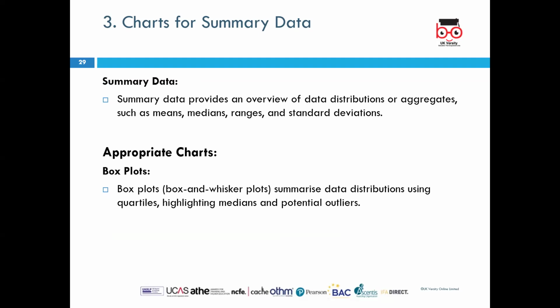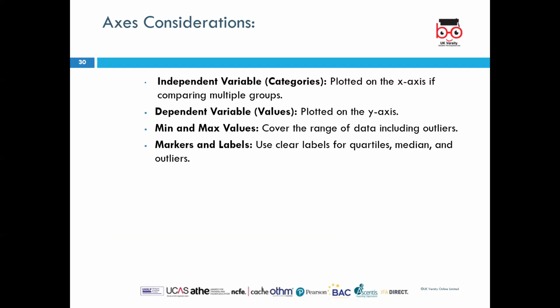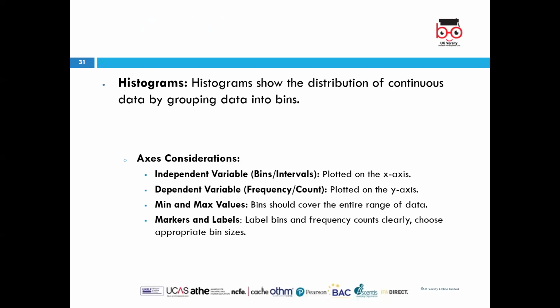Charts for summary data. With summary data, we're going to provide an overview of data distribution or aggregates such as mean, median, range, and standard deviation. A histogram shows the distribution of continuous data by grouping data into bins.